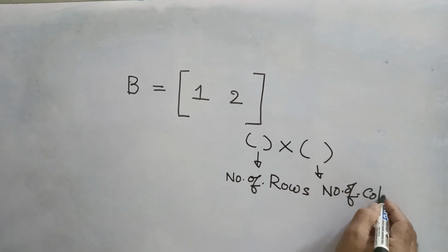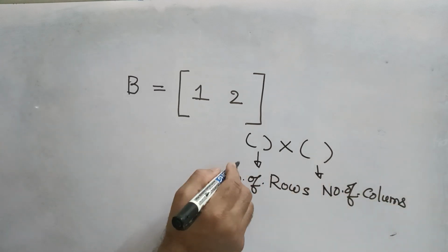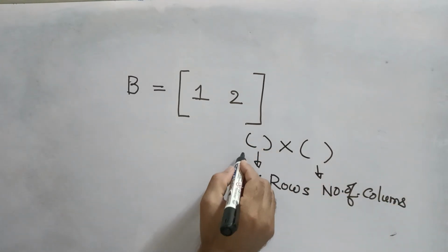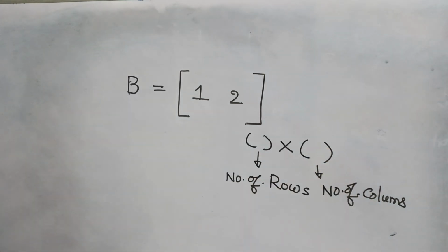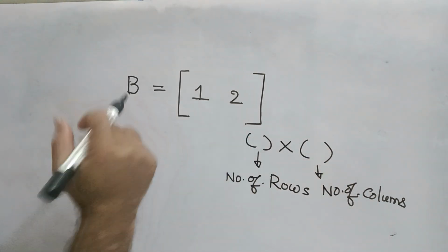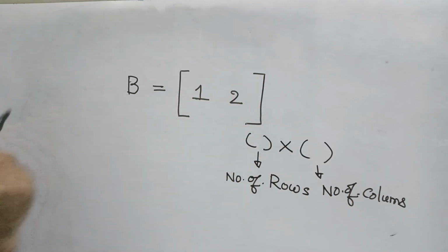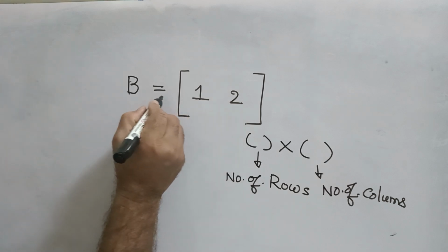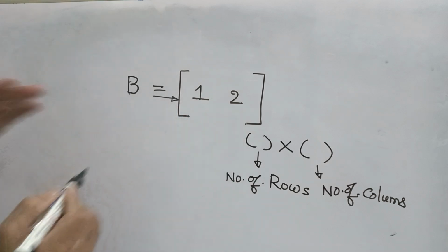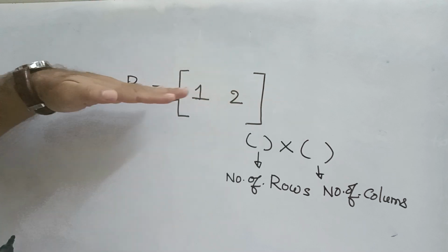Never forget, always remember. The first number indicates the number of rows, and the second one indicates the number of columns. Now, by seeing this example, tell me how many rows are there in this given matrix? We have only one row. Am I correct? We have only one row.